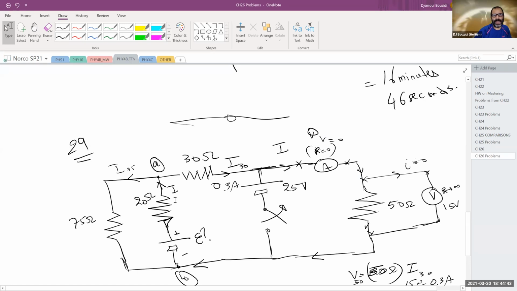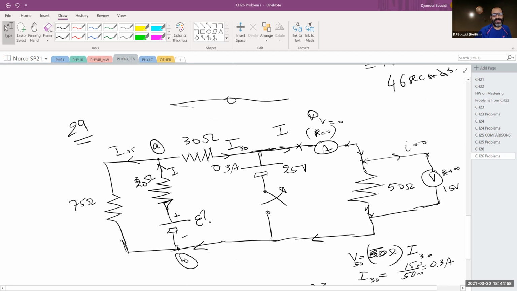If I know what this current is, I'm in business, but I don't know what that current is. So let's find that current. Part of it is going in here. The other part is going in there. So if I find the other part, now add the two, and now I have the total current that is coming from the battery. So I need this current, I-75.